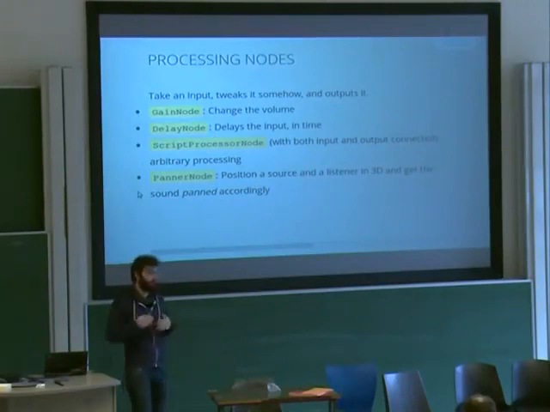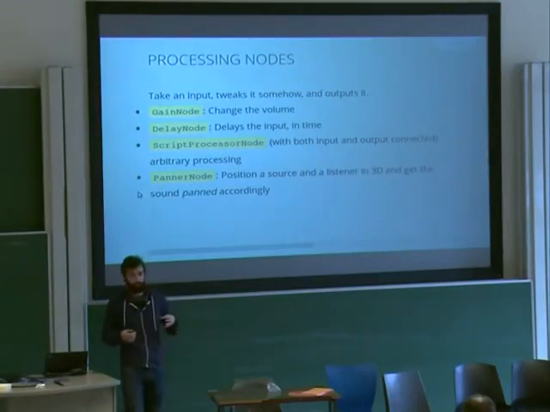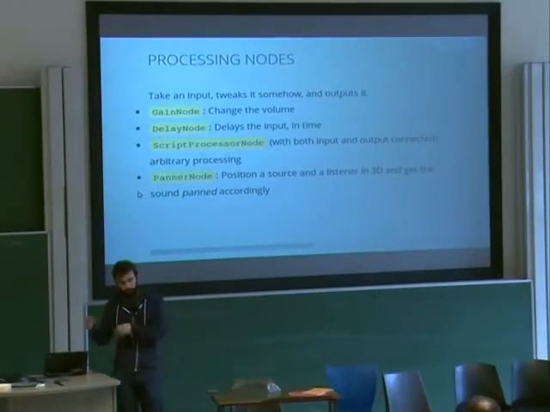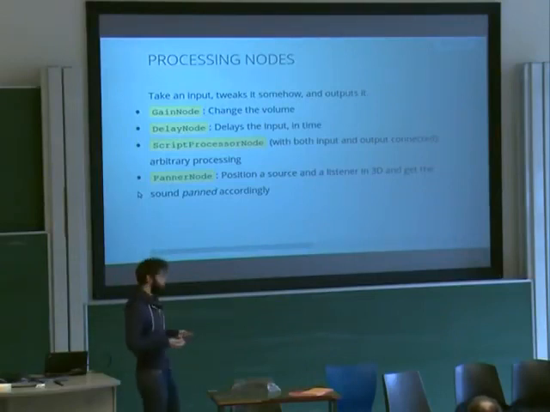Delay node basically delays the input in time. So if you have a delay of 1 second, you write some sound, the delay node waits a bit, waits 1 second, and then outputs the sound, which is extremely useful, as we will see. Script processor node, again, it's broken, so don't use it too much. I mean, it's broken per spec, it's not an implementation problem. But the script processor node lets you write arbitrary JavaScript to process data.